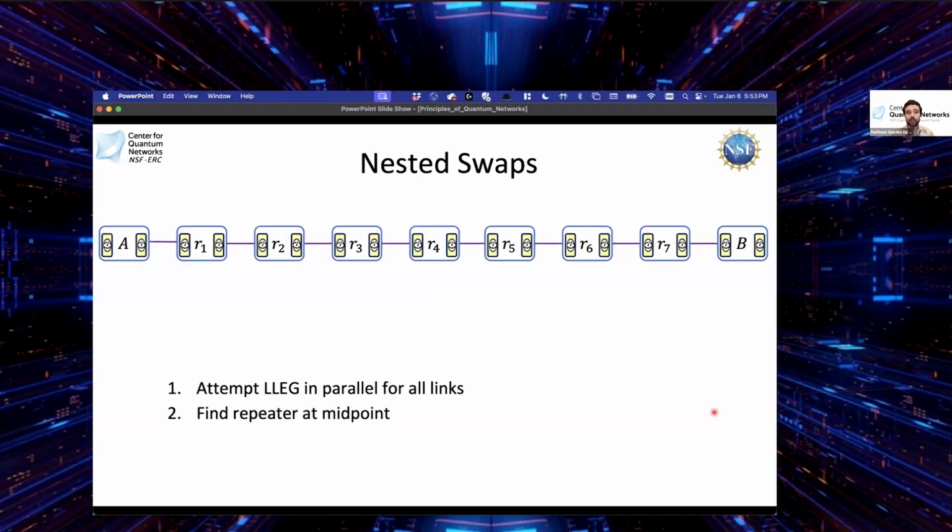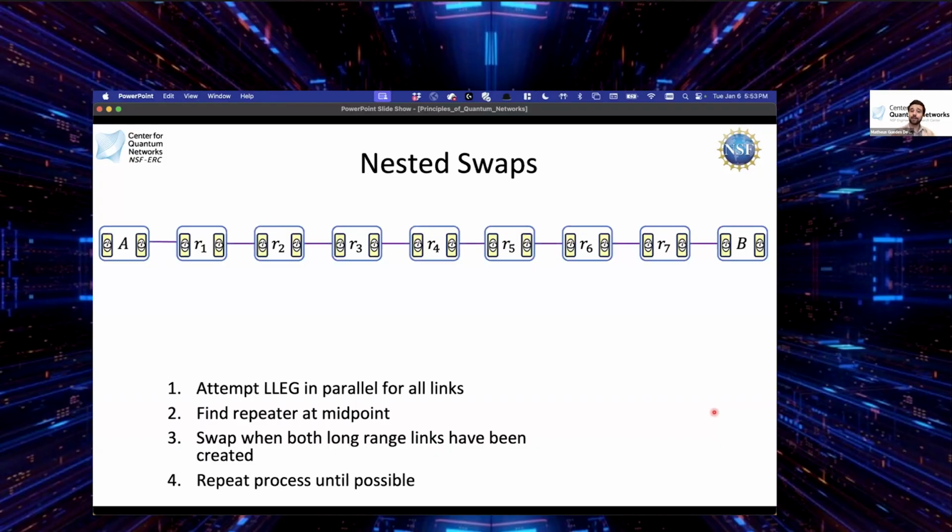The first thing we're going to do is to find the repeater at the midpoint between A and B. And then whenever we have successfully generated the entanglement between A and that repeater, and between that repeater and B, we will perform an entanglement swapping operation. We're going to repeat this type of division until it's not possible anymore.